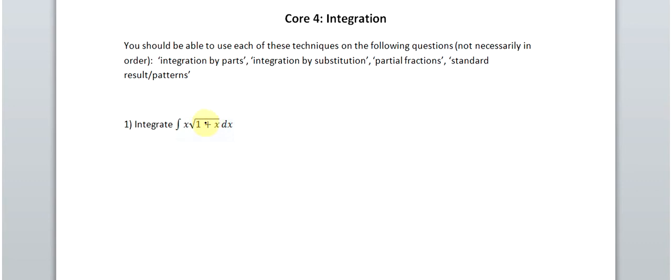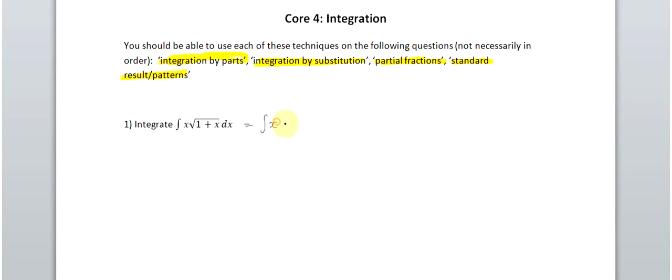Welcome to the solution to integration 1. So, we've got this problem here and we have to decide, is it an integration by parts problem, an integration by substitution, partial fractions, or is it a standard pattern? And of course, to confuse matters a little bit, more than one of these techniques might work on it. So the first thing I'm going to do is just change the form of it. I'm going to stick it in index form.